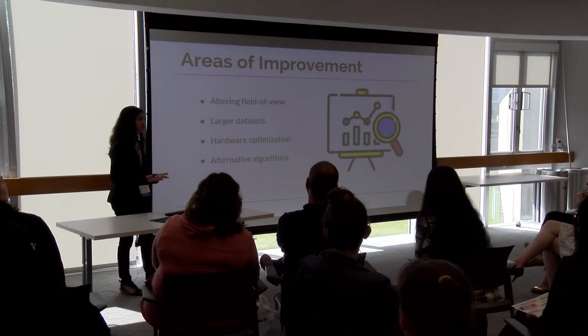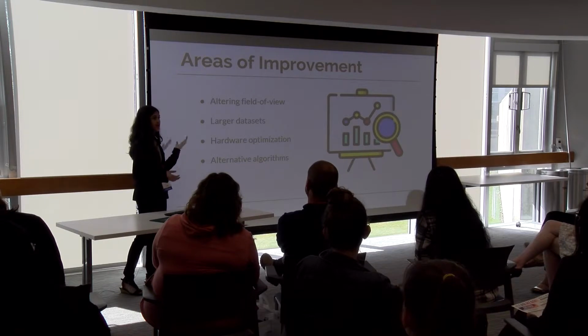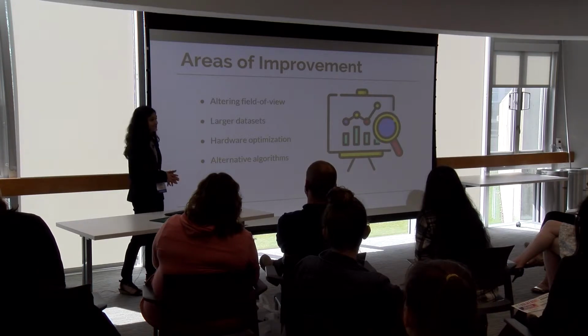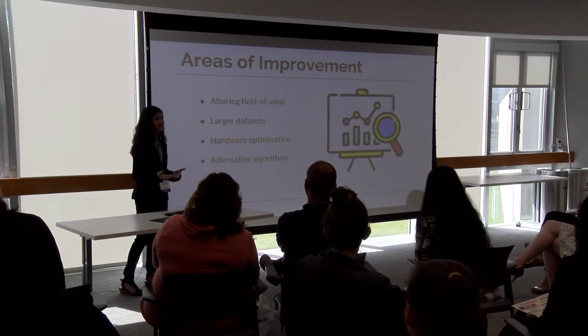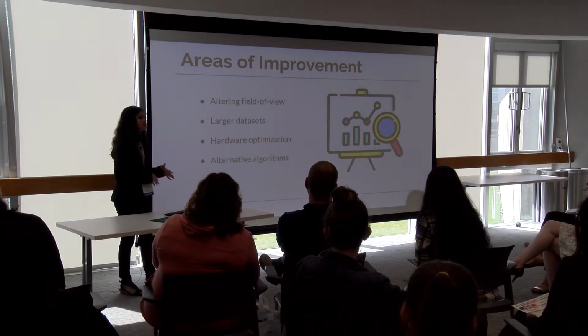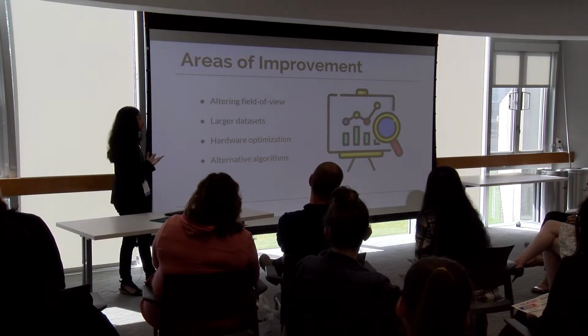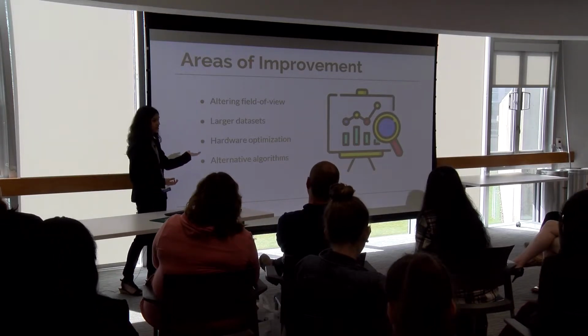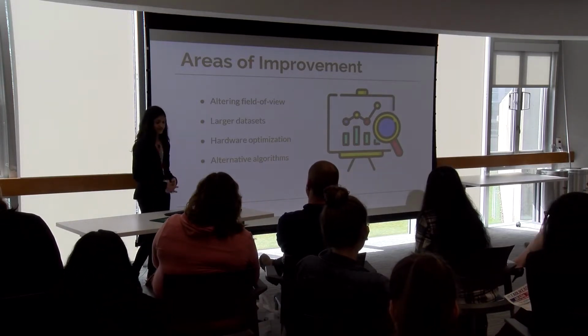Future areas of improvement: I would like to alter the field of view of the cones, as I indicated earlier, and also use larger data sets. Although my data sets consist of 10,000 points, I would like to have additional data sets as well. And also, during the data cleaning process, I would like to minimize the amount of the data points that I lost using a hardware optimization and using alternative algorithms.